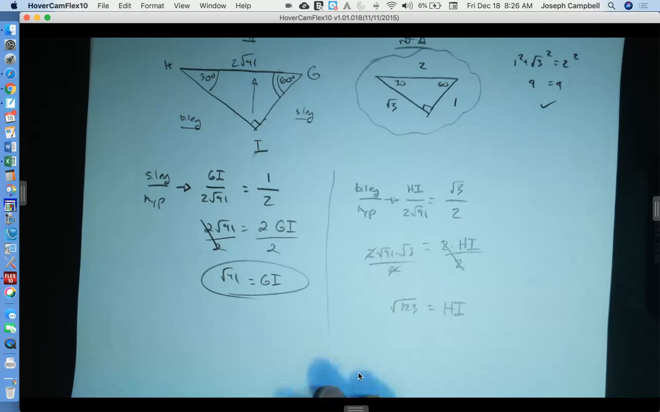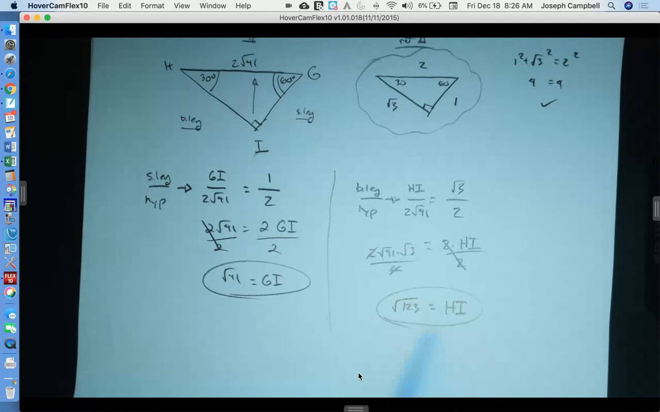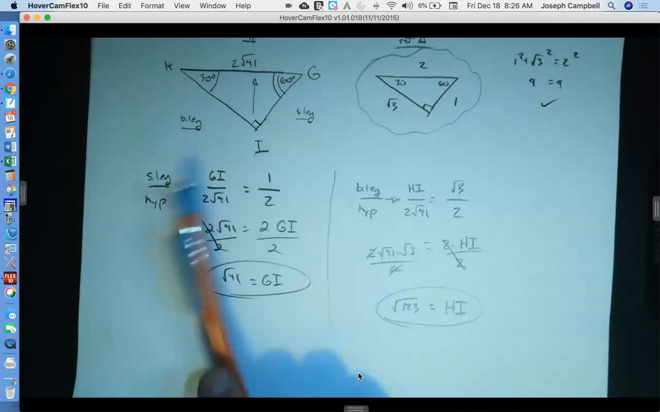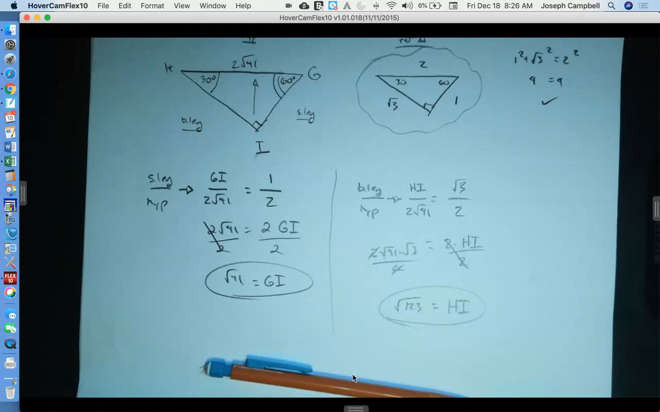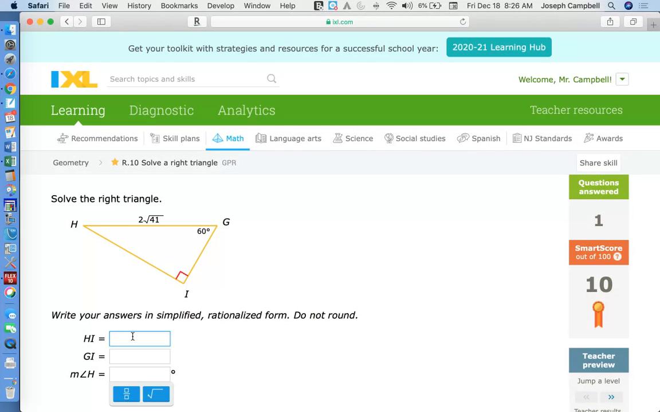I'm pretty sure that that's prime. Well, it's not prime because it's divisible by 3, but it's not going to be able to be reduced. Right? 41's not divisible by 3, is it? I don't think. Let's throw it into the answer and find out. So HI is root 123. GI is root 41, and H is 30.